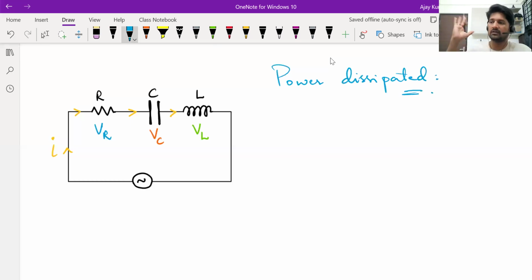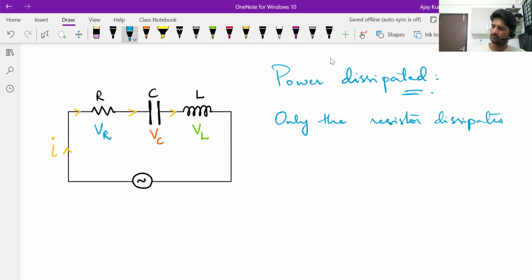Means the power given out from the circuit, and the only element which dissipates power is the resistor. Keep this in mind. Now tell me, okay, I'll write it here. Only the resistor dissipates power. The other two just store energy and give it back to the circuit. Resistor converts electrical energy to heat energy and wastes.